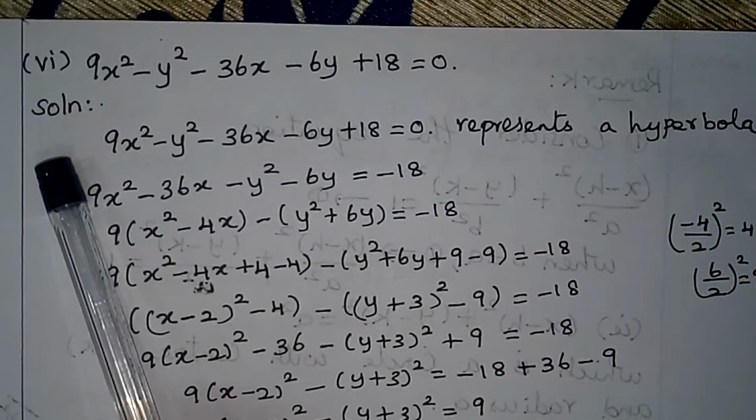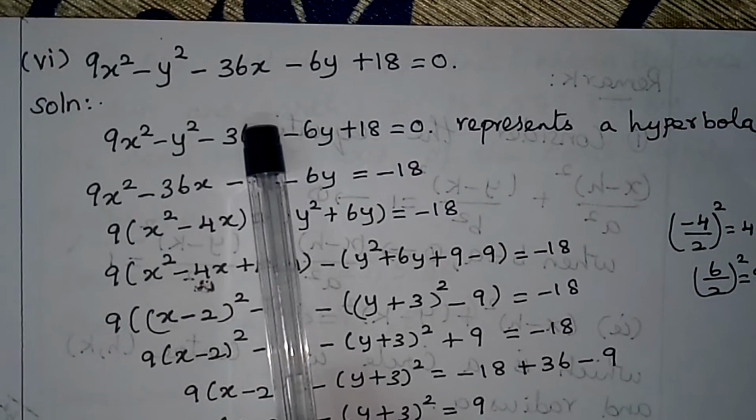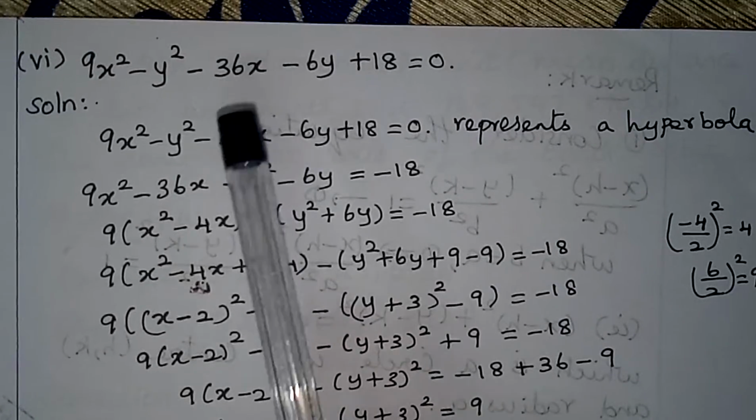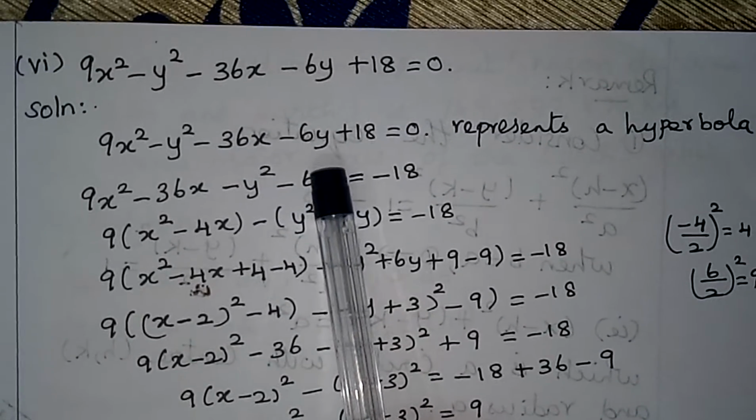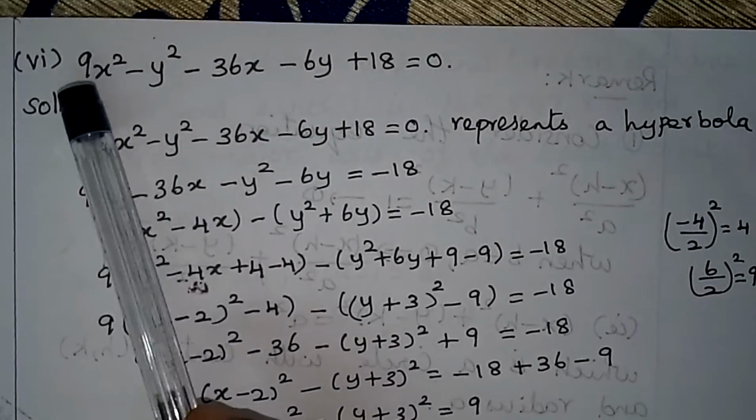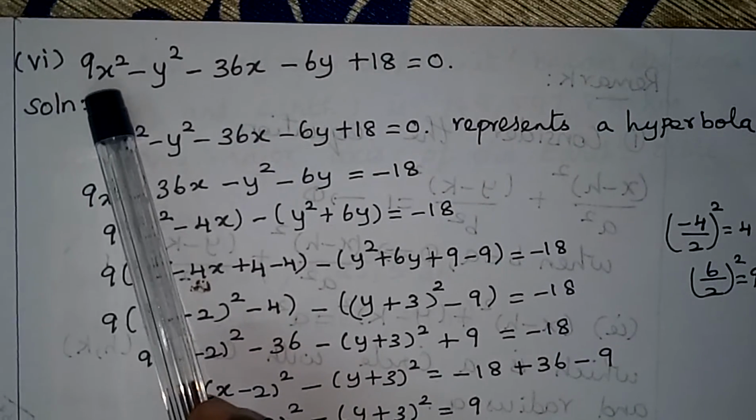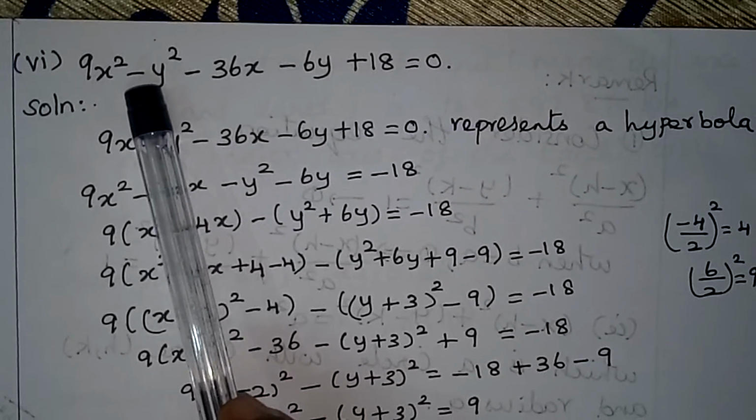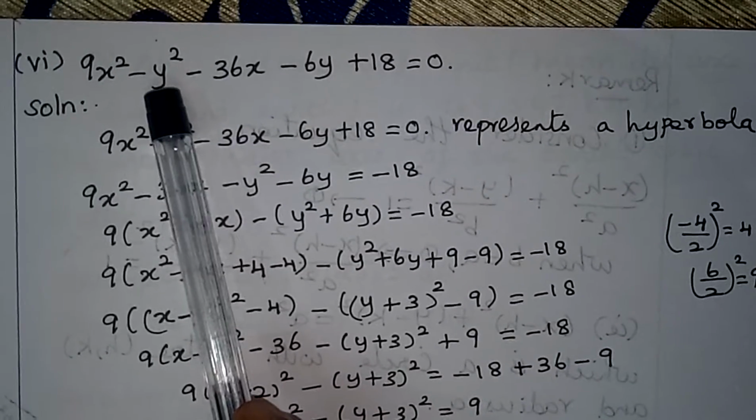Now the sixth subdivision. First we have to identify which conic this is. Actually, this concept we have in the next exercise, but how we can identify that I'll explain now. If the coefficient of x square and the coefficient of y square are different and both have opposite sign, it will be a hyperbola.